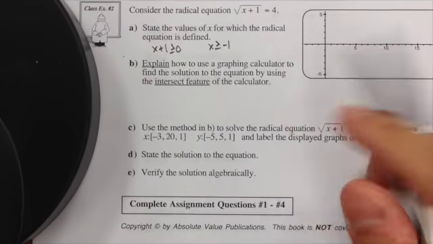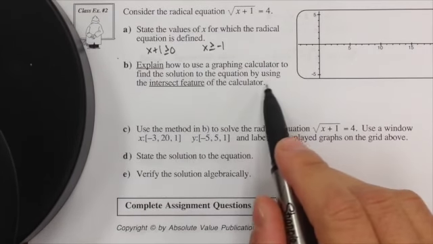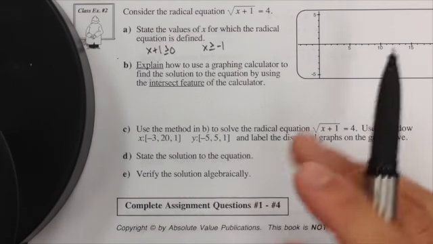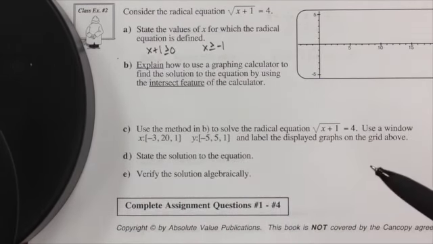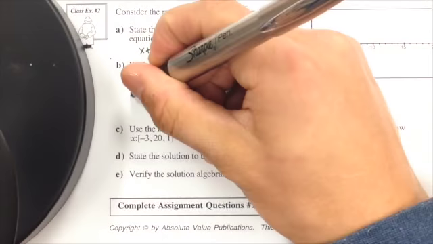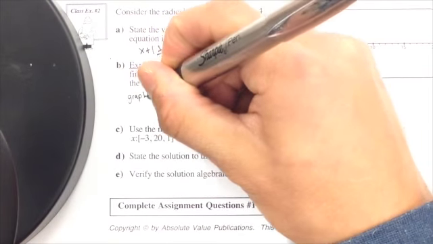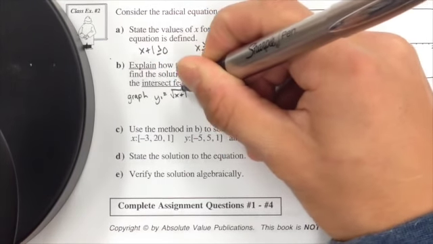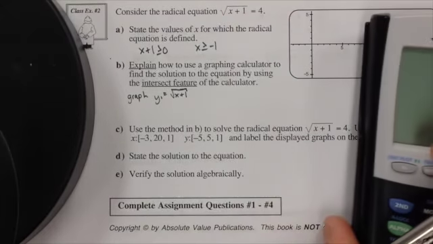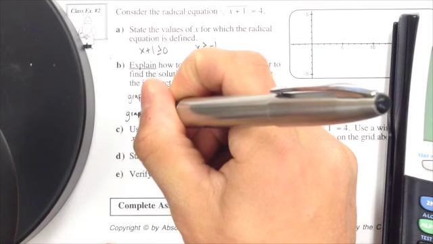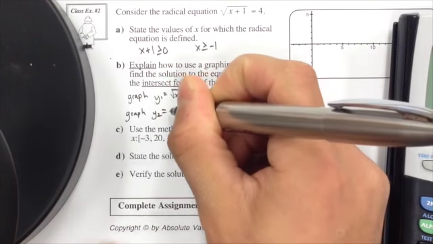Now, explain how to use a graphing calculator to find the solution to the equation by using the intersect feature of the calculator. Now, this is something that the last time you would have used this would have been in our first unit on sequences and series. Okay, so the first thing you need to do is graph in your y1 the square root of x plus 1. And the second thing you need to do is graph in the y2 4.